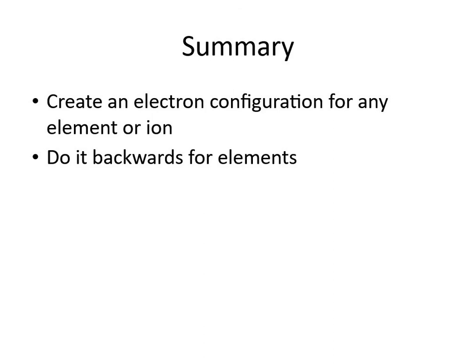So, in summary, you need to be able to create those electron configurations for an element or an ion, and then you also need to be able to work that backwards. So I need to be able to give you an electron configuration and ask you what element or what ion this might be. Those are the two ways that you need to be able to work these electron configurations. Okay, questions on that?